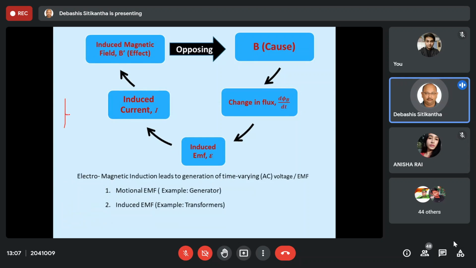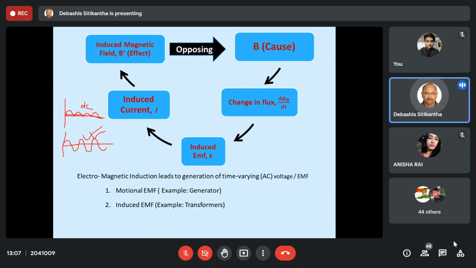As I have told you, time varying means this is a time varying signal, and over here it is not changing its polarity anywhere. So this is actually a DC signal, but it is time varying. Similarly, I have a time varying alternating signal, where the magnitude is changing as well as the polarity is changing. Usually, electromagnetic induction leads to these types of waveform. That means it is going to produce time varying as well as AC voltage.